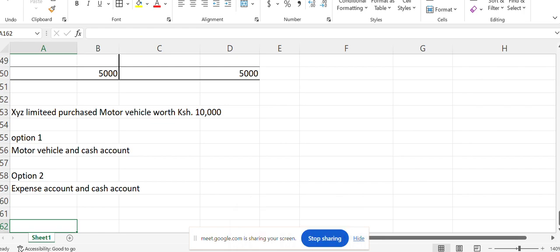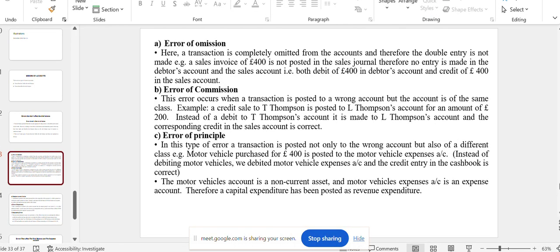Up to that point, tuko sawa? Tuko sawa mpaka hapo? Yes, so let us continue.